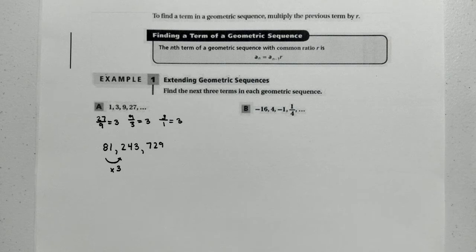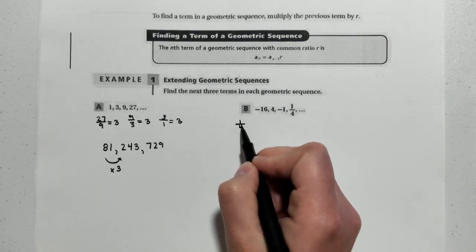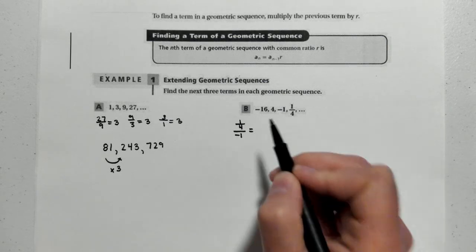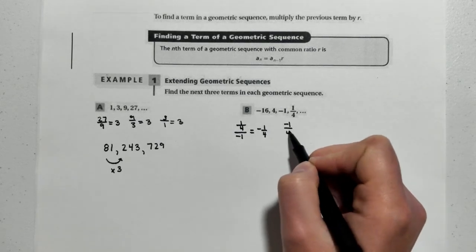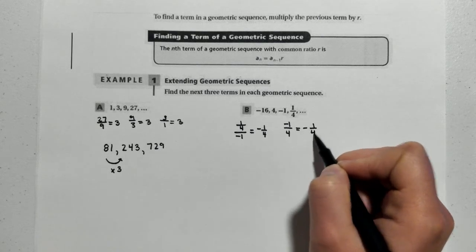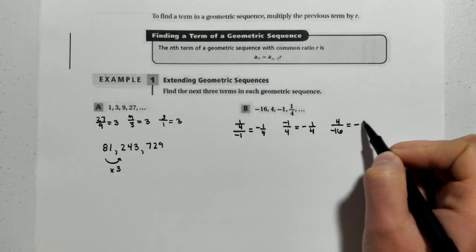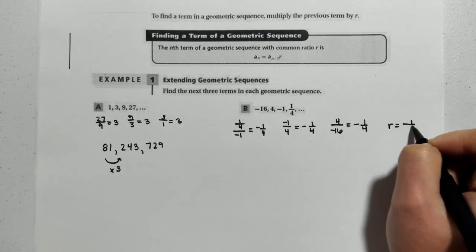For B, I have negative 16, 4, negative 1, and 1/4. So I'm going to do the same thing. I'm going to look at the ratios to find that common ratio r. So 1/4 divided by negative 1 is going to give me negative 1/4. And then negative 1 over 4 is equal to negative 1/4. And then 4 over negative 16 simplifies to negative 1/4. So that means r here, our common ratio, is negative 1/4.